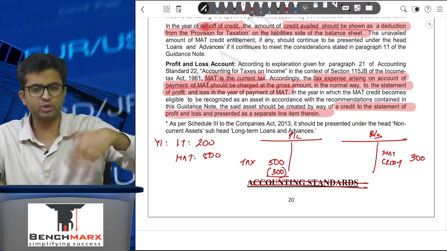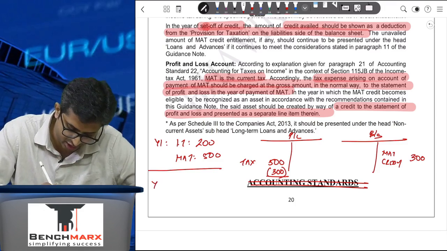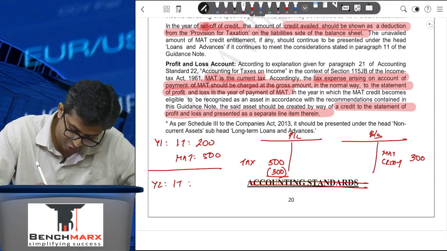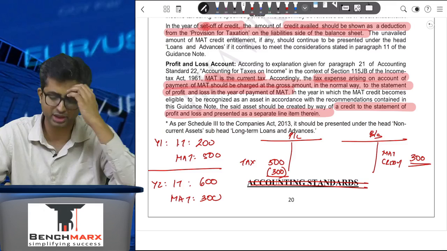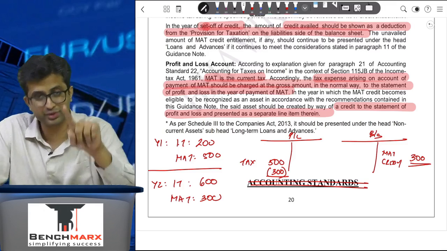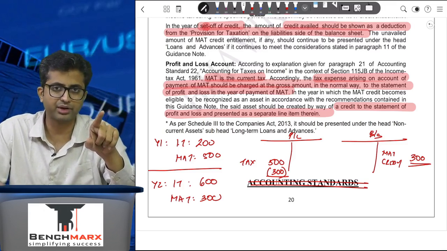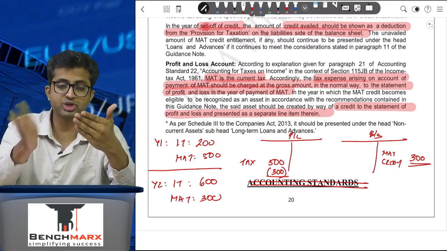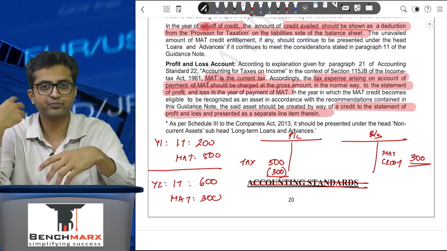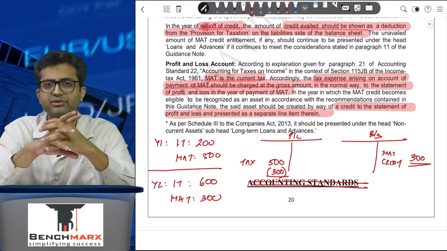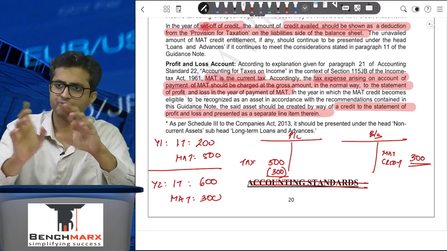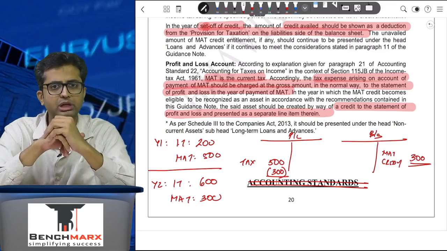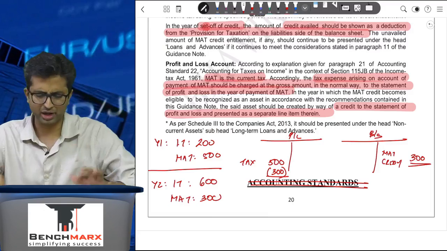In the next year, when you utilize the MAT, let's say in year 2, your income tax liability comes to be 600, and your MAT comes to be, let us say, 300, in which case this 300 of credit can be utilized. And in the next year, when your provision for tax is actually 600, your journal entry will be provision for tax account debit 600 to bank, let us say 300, to MAT credit 300. And your income tax expense will be the full 600 in the second year. I hope I have been clear in this.